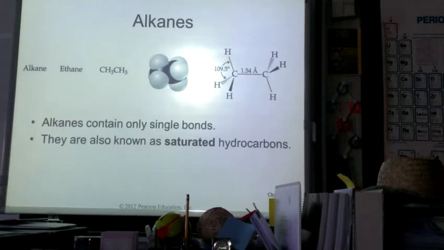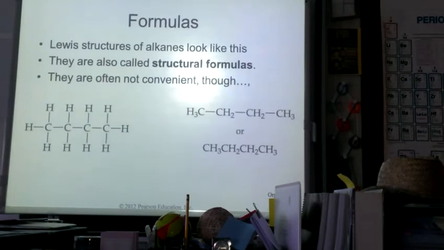So alkanes, we call them saturated hydrocarbons, and we had this discussion already that they're saturated because we consider them to be saturated with hydrogen. So if I look at my formulas, a Lewis structure of an alkane is going to look like this. These are called structural formulas. It's really just giving us a backbone of what's happening with the formula itself. They're not so convenient in the fact that if you have a really long carbon chain, no one really wants to draw out all of these carbons and draw out the structural formula.